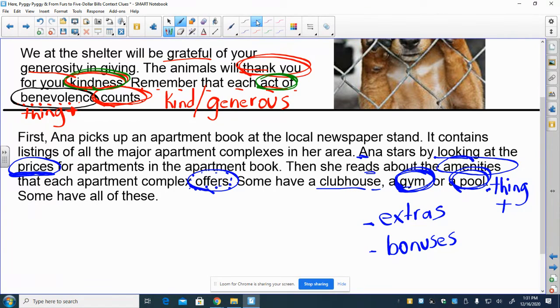So she looks at the prices. Let's plug it in and see if extras make sense. Then she reads about the extras that each apartment complex offers. Some have a clubhouse, a gym, or a pool. And that checks out. When you are trying to figure out an unknown word, go through those 4 steps. Is it an action, a thing, or a description? Is it positive or negative? Then look inside the word. Then look outside of the word.